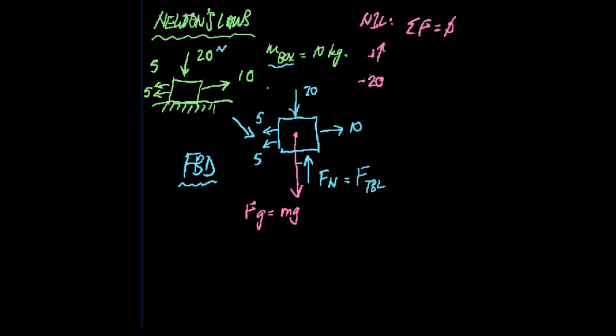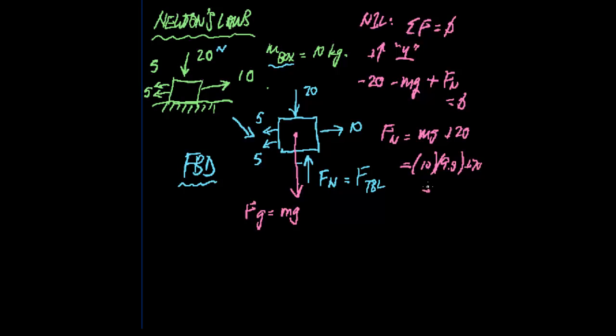So we have a minus 20. Over here we have a minus mg. And we have a plus F_N coming up. And that's adding up the three vertical forces, y direction. I'll put that y right there. And that has to equal 0. If we go through and solve that, we get F_N equals mg plus 20, which is 10 for the box, 9.8 for gravity, plus 20, should be 118 newtons.